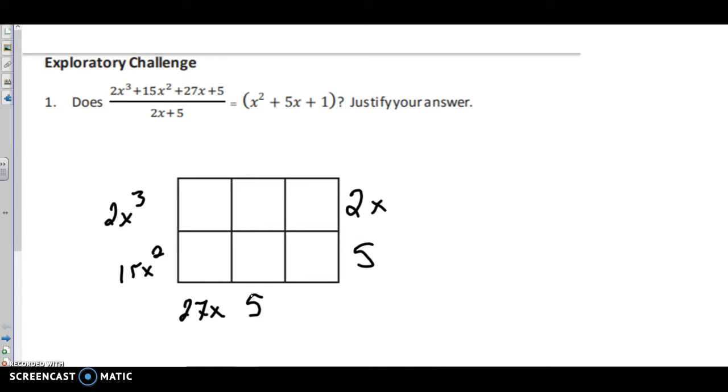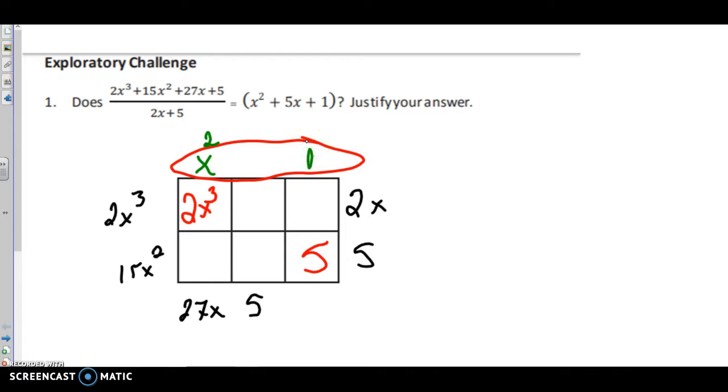So now I'm going to try and work backwards to get my solution, which will appear right up here. I know this box needs to be 2x cubed. So what would I have to multiply 2x by to get 2x cubed? That would be x squared. I know 5 is my constant, so I have to have 5 in this box right here. And what do I have to multiply 5 by to get 5? Well, that would be 1.